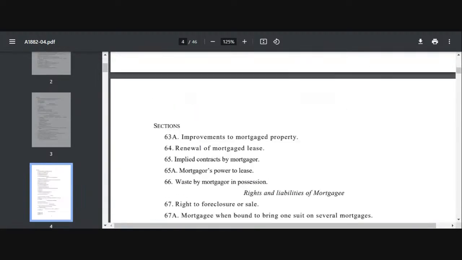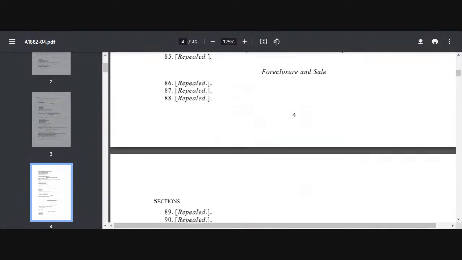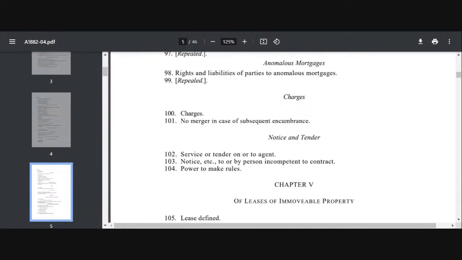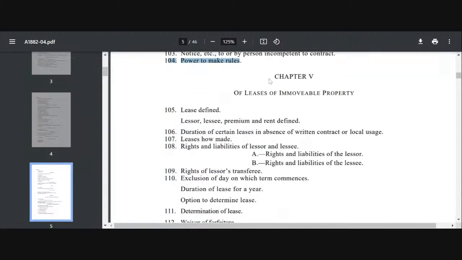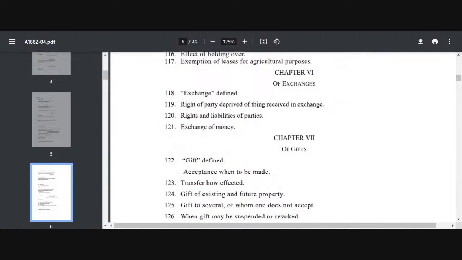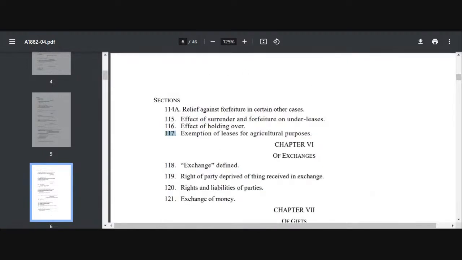and ends at section 104. It contains mortgage and charge both. Mortgage is from 58 till 99, but charges is from 100 to 104. So the whole chapter 4 is from 58 to 104. Now we have chapter 5, which is of leases of immovable property, starting from 105 and till 117 only.